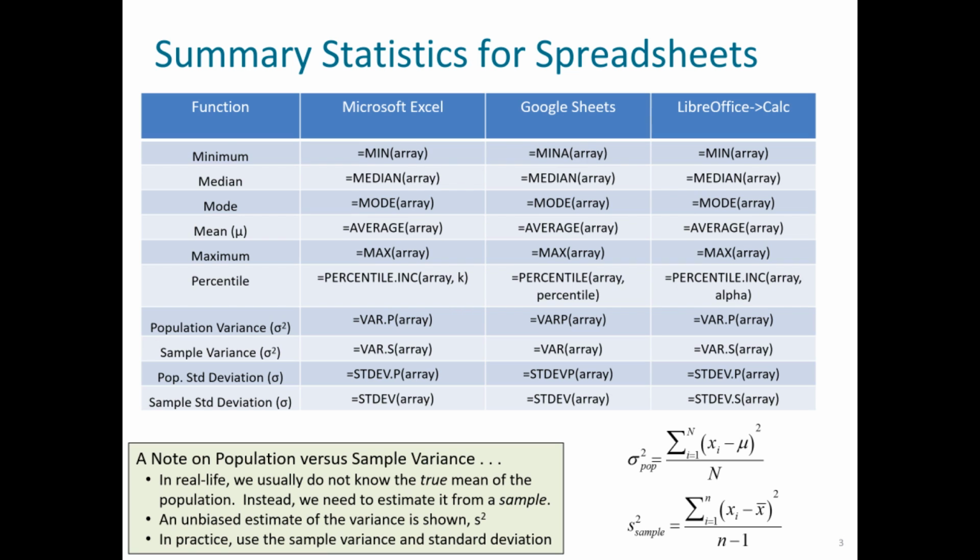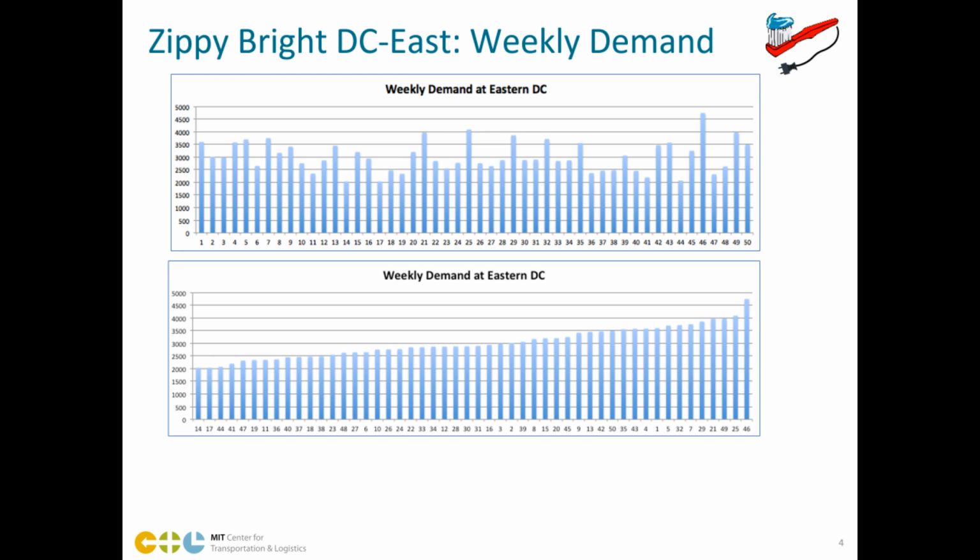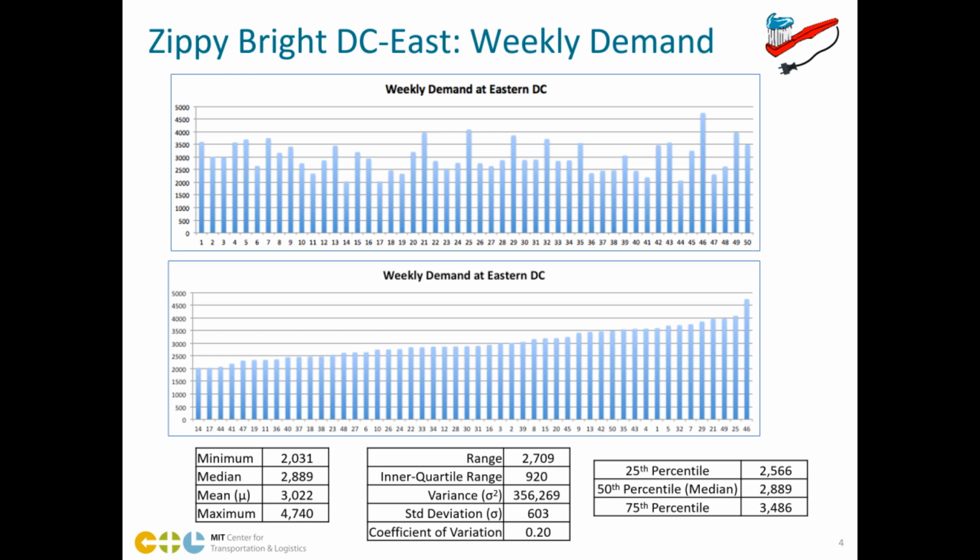However, if you use this and get some summary statistics for this weekly demand for the Eastern DC, sort it if you want, you should get numbers like this. There's a minimum value of about 2,000, the median of 2889, a mean of 3,022, and you can see the rest of the numbers. So the question is, should I treat this as a discrete distribution? How should I handle this? Or should I try to treat it as a continuous distribution?